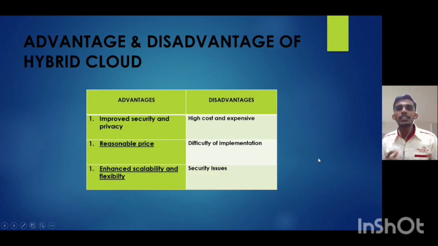What are the advantages and disadvantages of hybrid cloud? The advantages of hybrid cloud are improved security and privacy. It also has a reasonable price, and it has enhanced scalability and flexibility. Whereas the disadvantages of hybrid cloud are that it is high cost and expensive. It is difficult to implement, and it also has a lot of security issues.